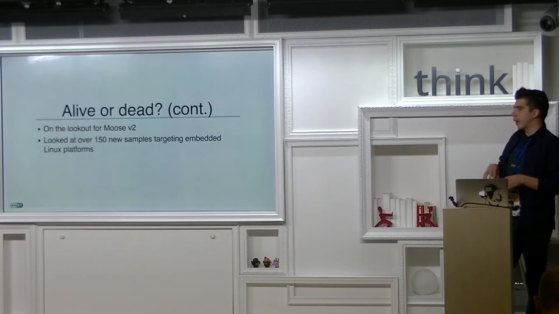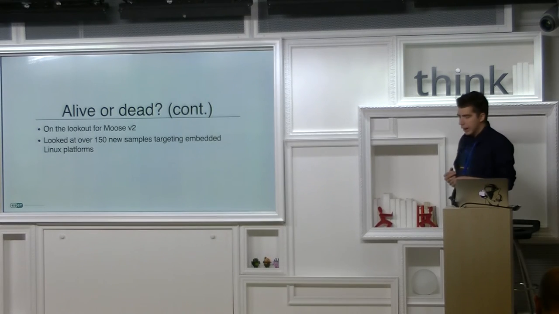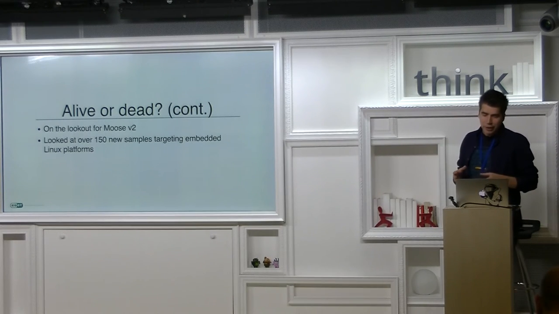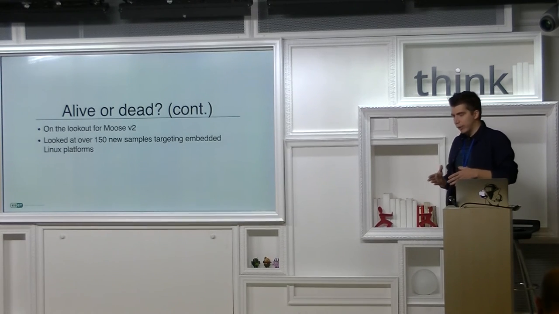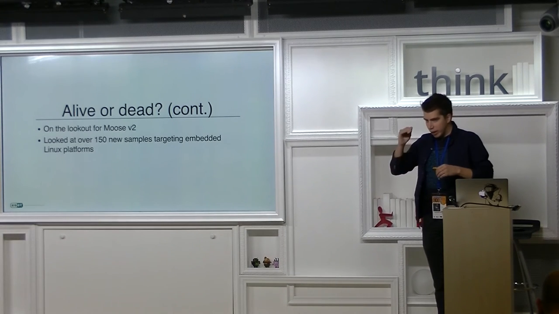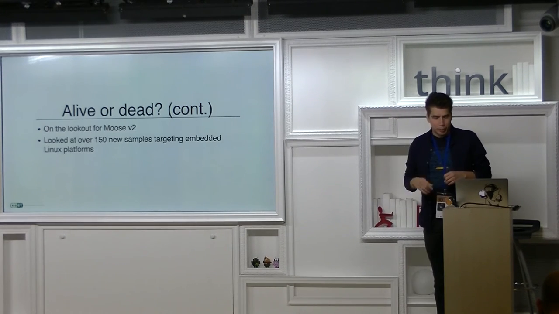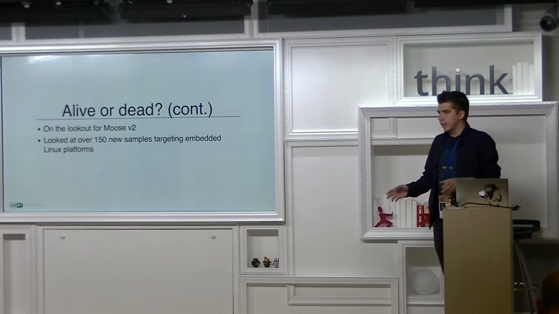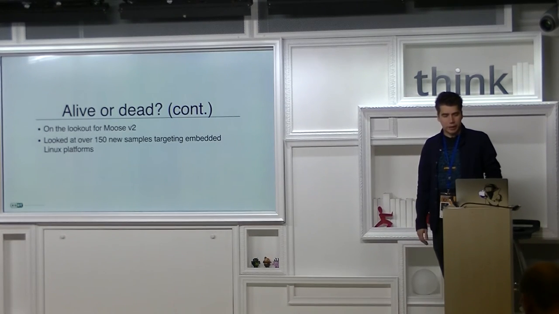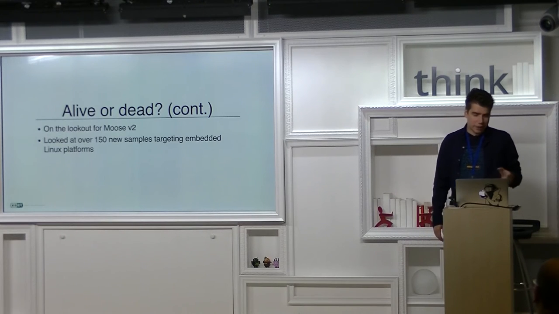Afterwards, I was on the lookout for Moose version 2. I expected that they had read the paper, and I knew that some of the stuff we said, they would try to avoid. So my Yara rules, my hunting rules, had to plan ahead to be cleverer than them. But I still looked at a ton of samples, because I expected them to UPX the whole thing to defeat the Yara rules, but otherwise have it stay the same.